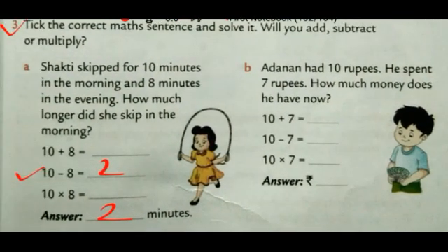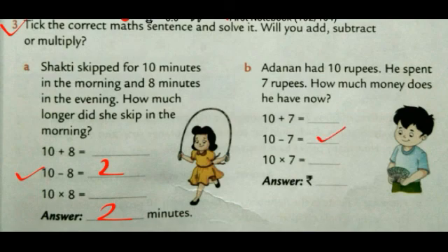Adnan had 10 rupees. He spent 7 rupees. How much money does he have now? Adnan had 10 rupees. Total 10 rupees. Then he spent 7 rupees. From that, how much money does he have now? So for that, what you will do? We need to subtract.